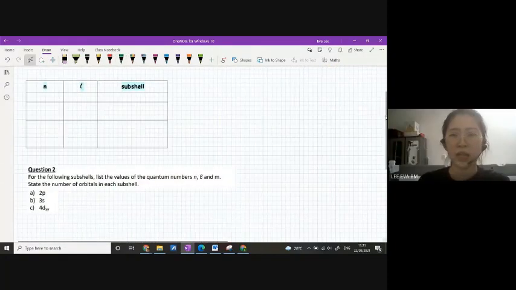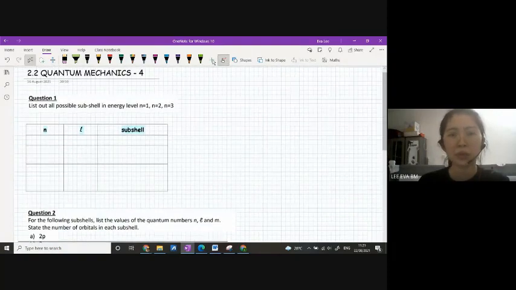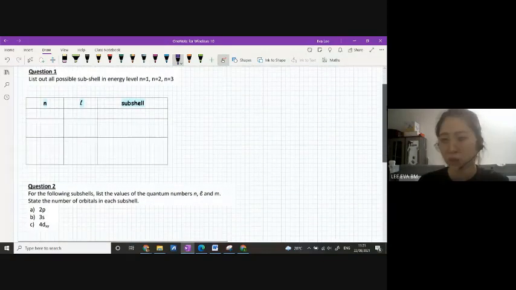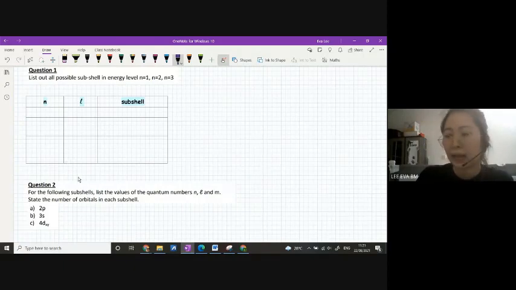Okay, so here's a little bit of an example. The examples also are already in the notes, but we just go through this one. So if you want to jot down any notes, feel free. Let's see question number 1. List out all possible subshells in energy levels 1, 2, 3. Like what we've done before, the only difference is now I put it in a table.